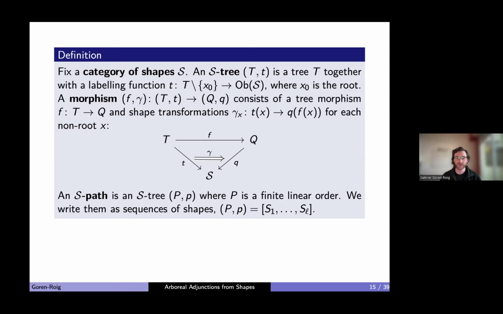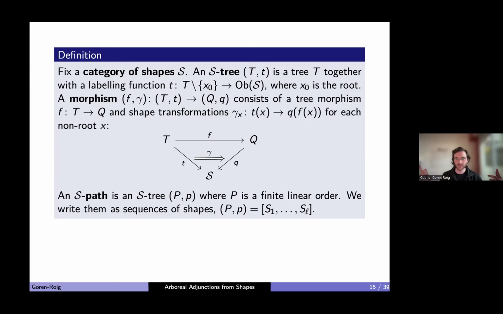But now we have to say something else, because these trees are labeled with shapes. And shapes form a category that has morphisms in it. So we actually want to include, as part of the data of the morphism, a family of shape transformations, or morphisms between shapes, that I call gamma, indexed by all the non-roots of the tree X. And what it does, basically, is just a choice of a morphism from the category S for each X, which goes from the shape that is contained in node X to the shape contained in node f of X.